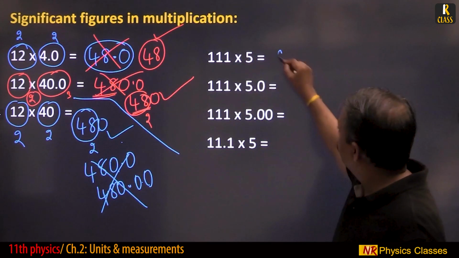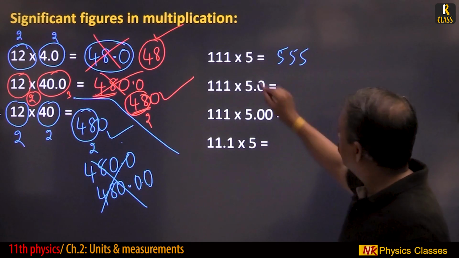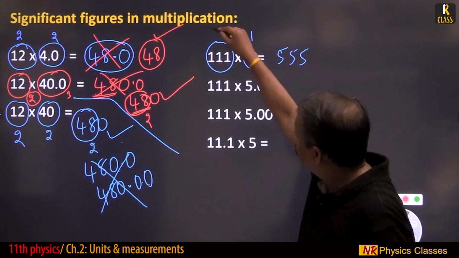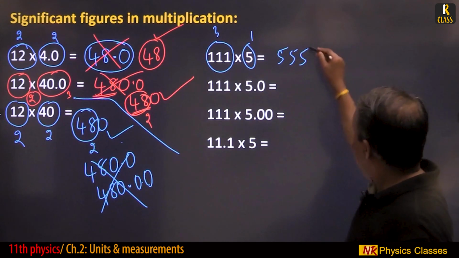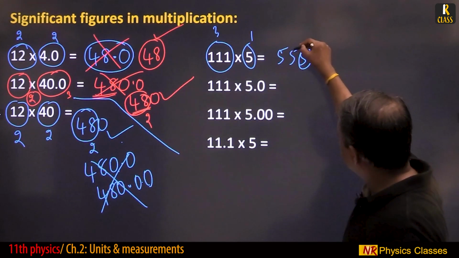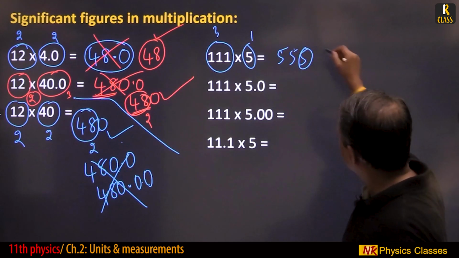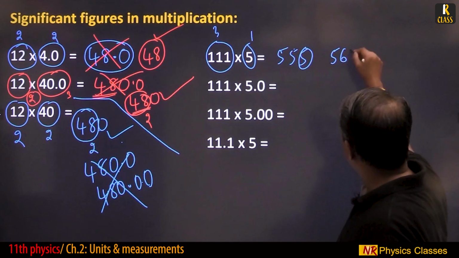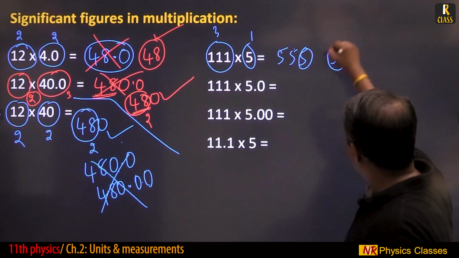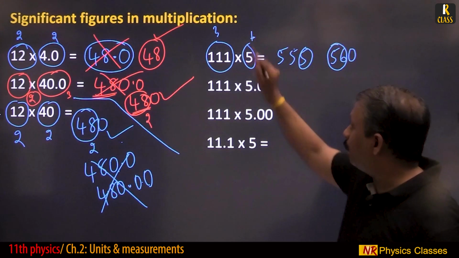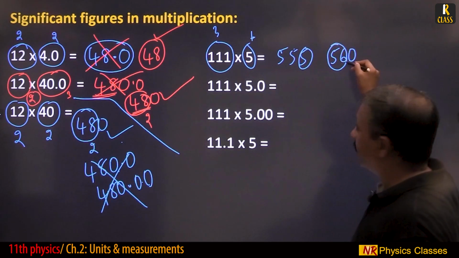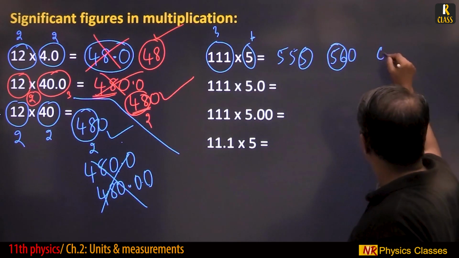111 times 5 is 555. 1 significant, 3 significant, least is 1. 5, previous is odd. Add 1 to this. Make it 560. There are 2 significant. We want only 1. So 6. 6 is greater than 5. Add 1 to the previous.